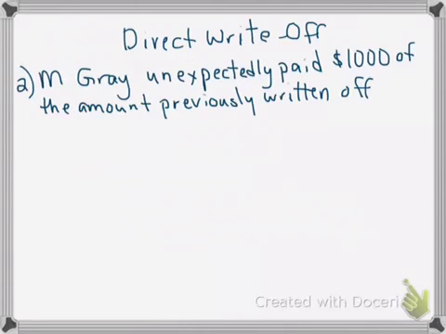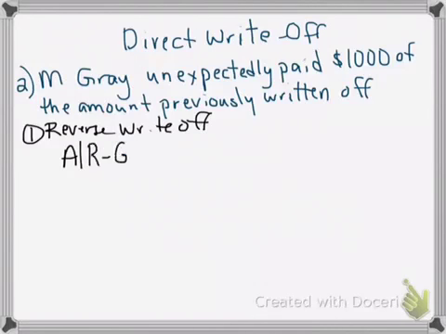Now, what happens in the case, let's say that unexpectedly, a year later, M. Gray pays $1,000 of the amount that we had already written off. Well, we have two entries. The first one is we have to reverse that write-off. So when we reverse that write-off, we would be recreating her accounts receivable account in the amount of the payment, which in this case is $1,000.